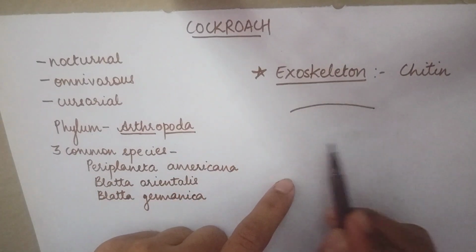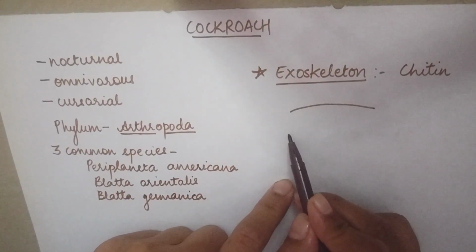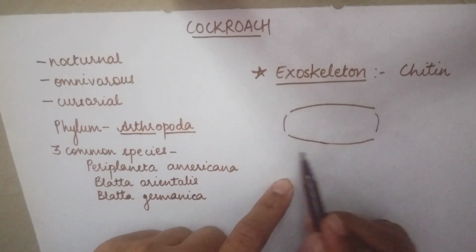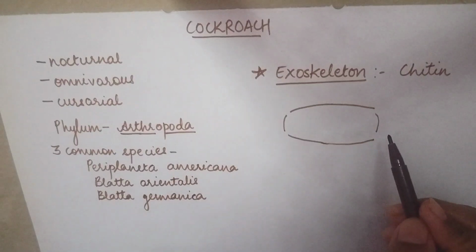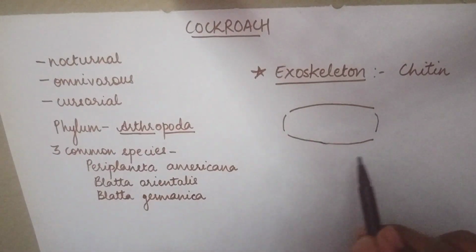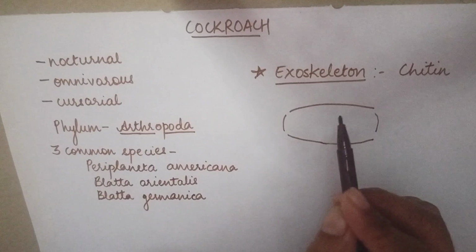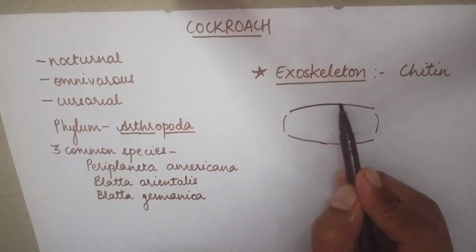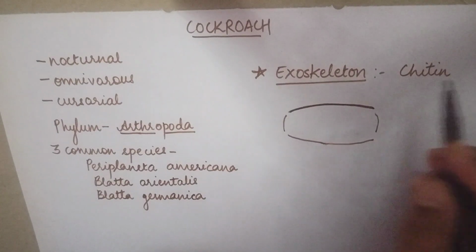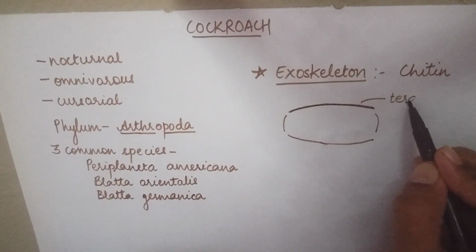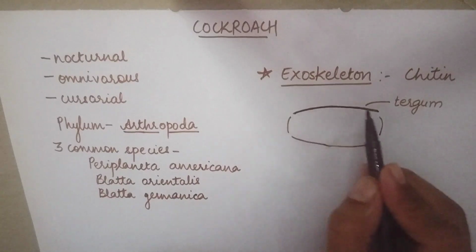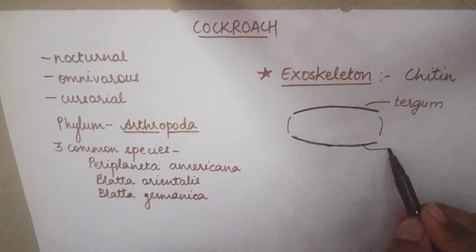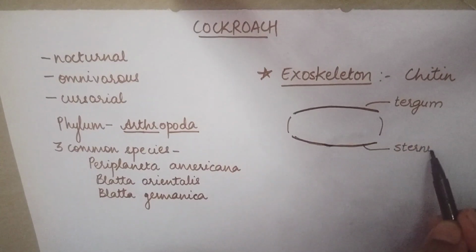Now if you look at the body of the cockroach, the dorsal part, the ventral part and the lateral body of the cockroach, you will find that this whole body is made up of chitin. Now all these layers are given different names. The dorsal chitinous plate is called tergum. So dorsally we have tergum. The ventral chitinous plate is called sternum.